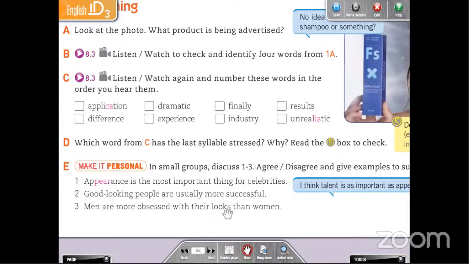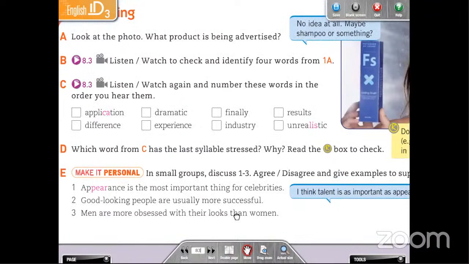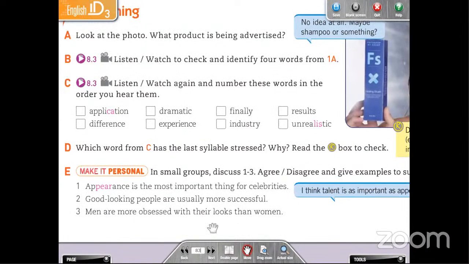Okay, appearance in small groups, disagree or agree. Appearance is the most important thing for celebrities. Good-looking people are usually more successful. Men are more obsessed with their looks than women.